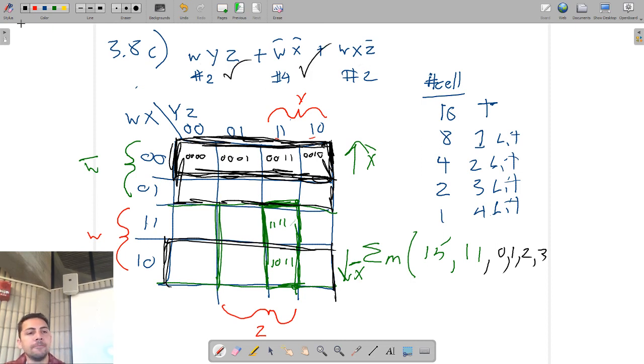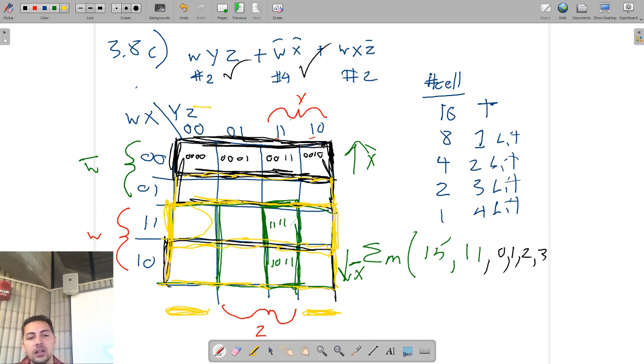And then the last one, what color haven't I used? Yellow. W, X, Z bar. Well, we know where W is. It's these 8 cells. We know where X is. X is the middle 2 cells. So already we've got a bit of a Venn diagram here. We're only worried about these middle 4. And finally, Z bar. Now, Z bar is this column and this column. So we limited it to 4 cells.